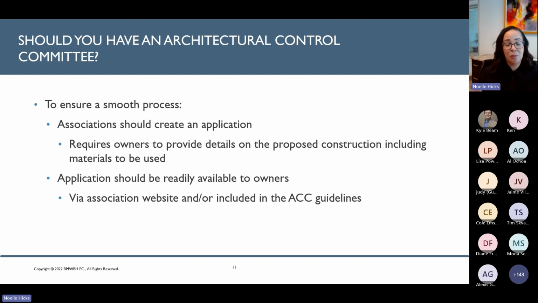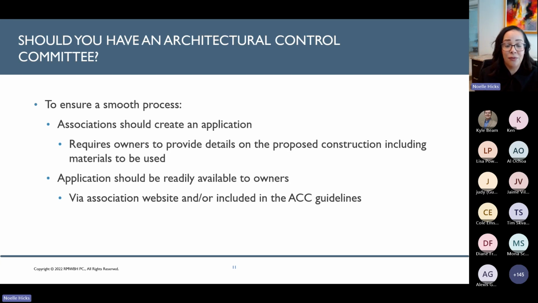And honestly, that should be the first thing that you put in the ACC guidelines to make it a little bit less complicated for a person to find out what that procedure actually is. Now, of course, we want homeowners to submit an application to the ACC, and the ACC application should really have certain requirements so that when the ACC is actually reviewing everything, they have all of the information that they need. So the application should really require homeowners to provide details on whatever the proposed construction is, including the materials to be used, what colors they intend to use, and things like that.